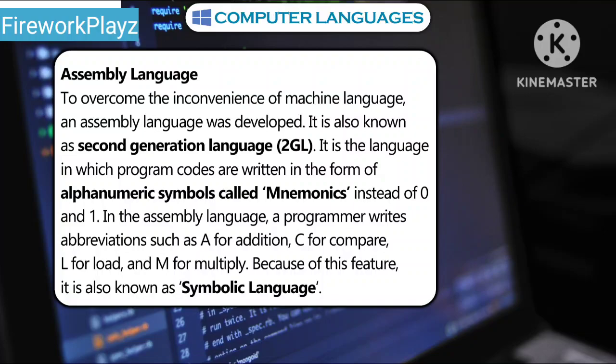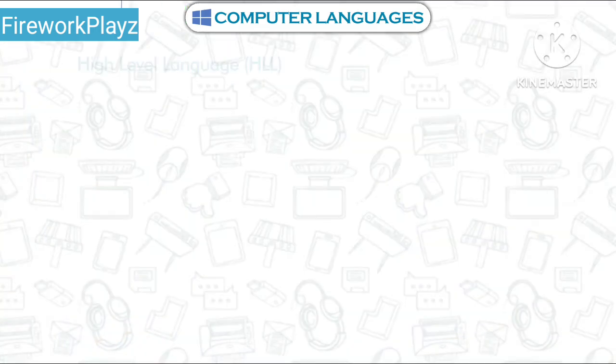Assembly language. To overcome the inconvenience of machine language, an assembly language was developed. It is also known as second generation language, 2GL. It is a language in which program codes are written in the form of alphanumeric symbols called mnemonics instead of 0 and 1. In the assembly language, a programmer writes abbreviations such as A for addition, C for compare, L for load, and M for multiply. Because of this feature, it is also known as symbolic language.